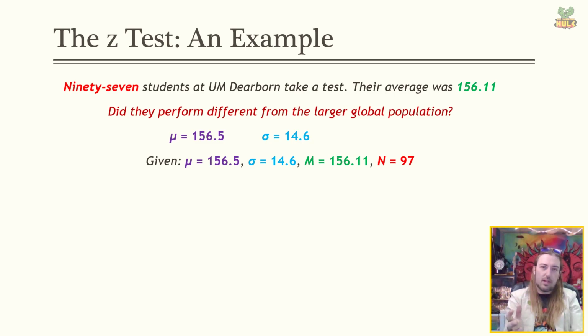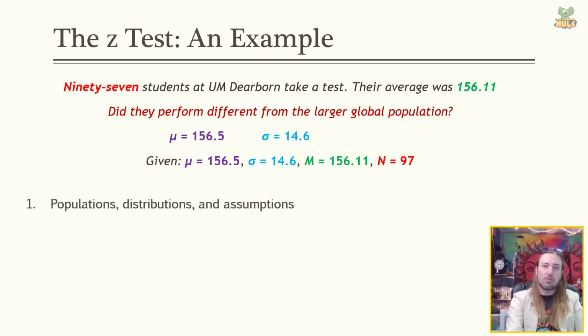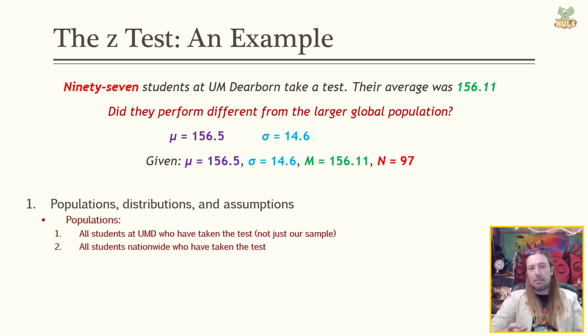So, 6 steps of hypothesis testing. Let's run through them all. Start with the first one: populations, distributions, assumptions. What are our populations in this case? Well, we know that we're comparing Dearborn students. The sample of 97 should be, because we know nothing else about this, a representative sample of that larger population of Dearborn students. What we're asking is whether or not that population of Dearborn students is essentially the same population or highly identical to the national population, or if they are different in some way.